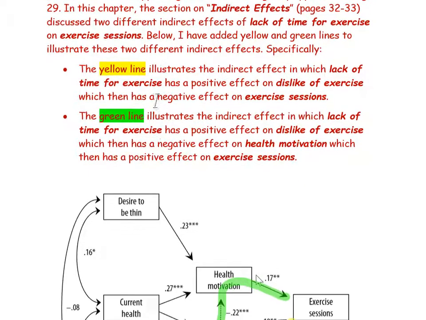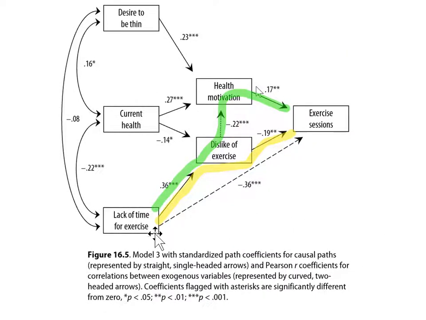Look only for the yellow line in the figure. Here's an indirect effect that lack of time for exercise is going to have on exercise sessions. Lack of time for exercise has a positive effect on dislike of exercise, and it makes sense. The more you complain you don't have time for exercise, the more likely you are to complain that you hate exercise. Dislike of exercise then has a negative effect on exercise sessions. That makes sense. The more you complain, I hate to exercise, the fewer exercise sessions you're going to engage in. So this is an indirect effect. It begins at lack of time for exercise, is transmitted to dislike of exercise, and then ends up at exercise sessions. So this yellow line represents one indirect effect.